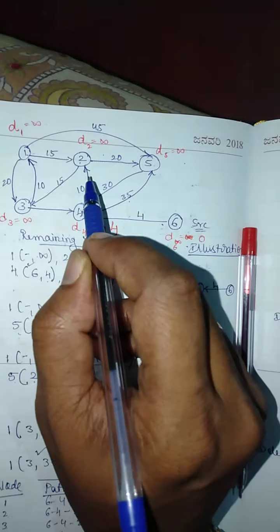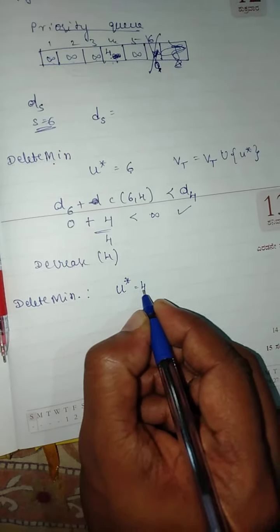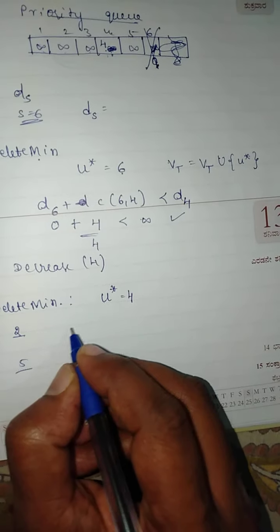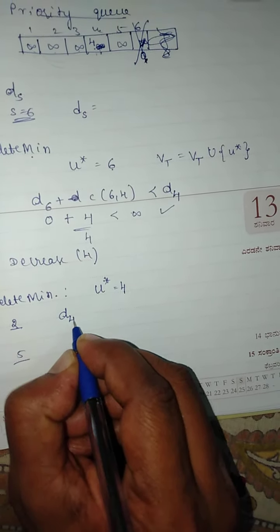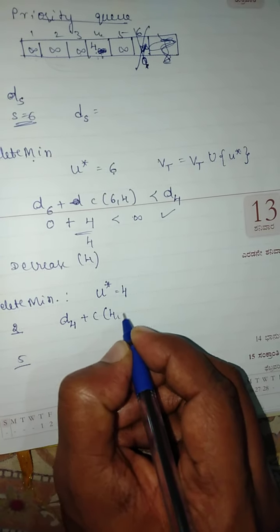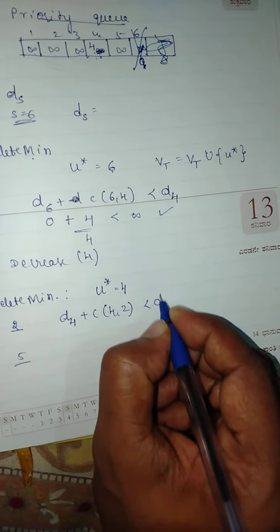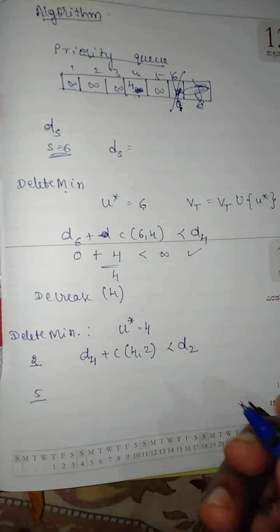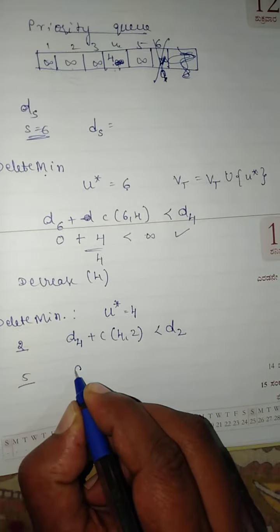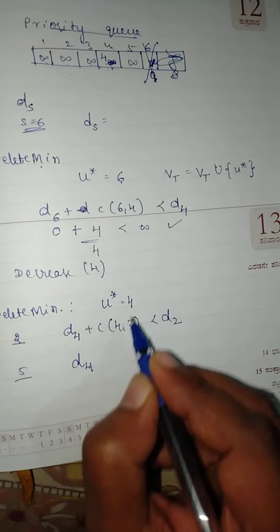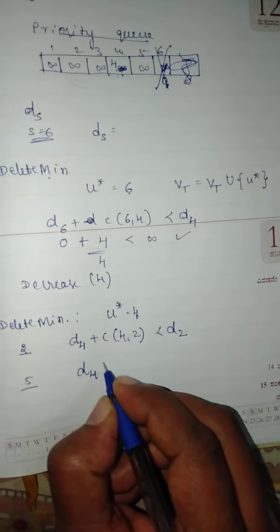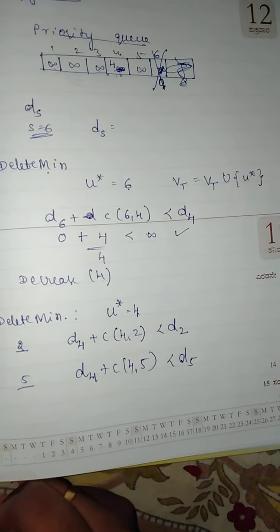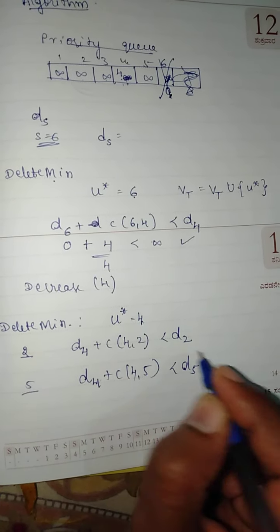And I have to check whether, for 4 we have 2 and 5 as the fringe nodes, distance to 4 plus cost of 4 to 2 is less than distance to 2, isn't it? If it is so, then we have to update, because it is the shortest path. Similarly for 5, distance to 4, why do I have to consider 4? Because this is the node under consideration, plus cost from 4 to 5, is it less than d5? Then I have to update, and I have to select the minimum one.